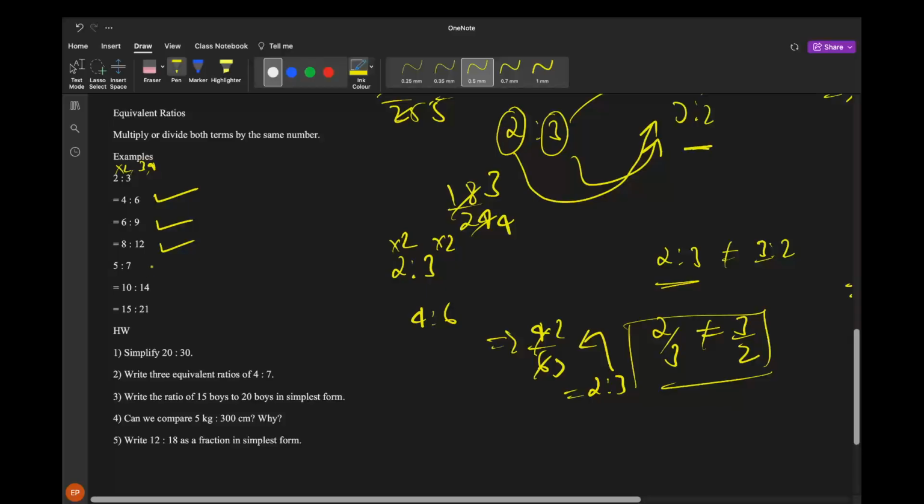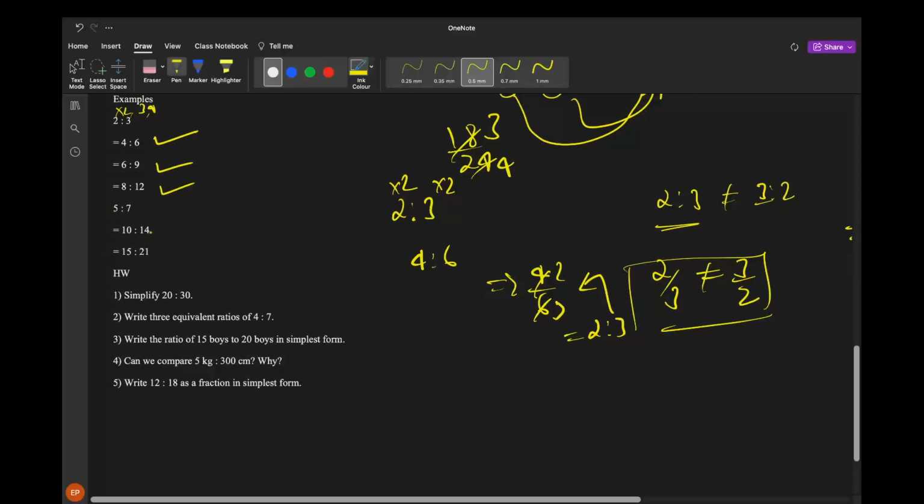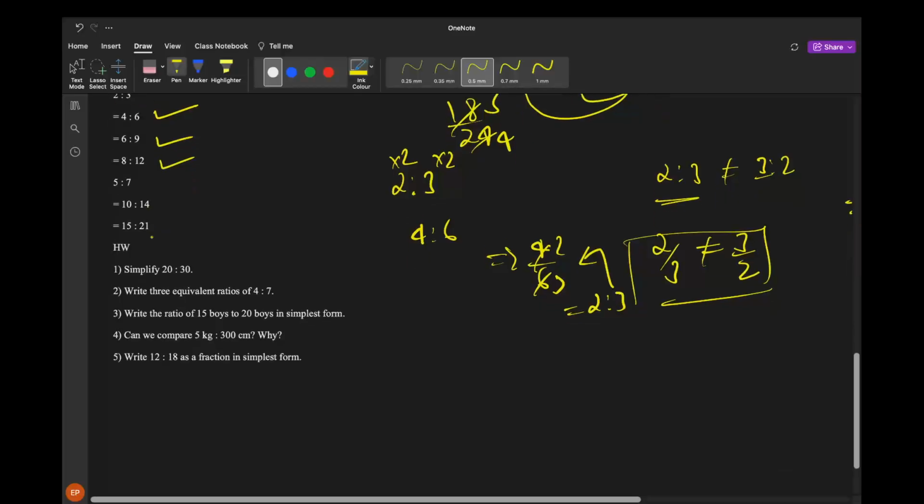And another example, 5 is to 7: 5 2s are 10, 7 2s are 14, 5 3s are 15, 7 3s are 21, like that.